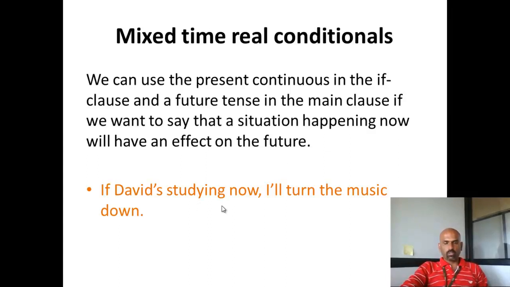What effect will it create? If you don't turn down the music, his mark may be affected. That's the effect. It will have an effect on the future.